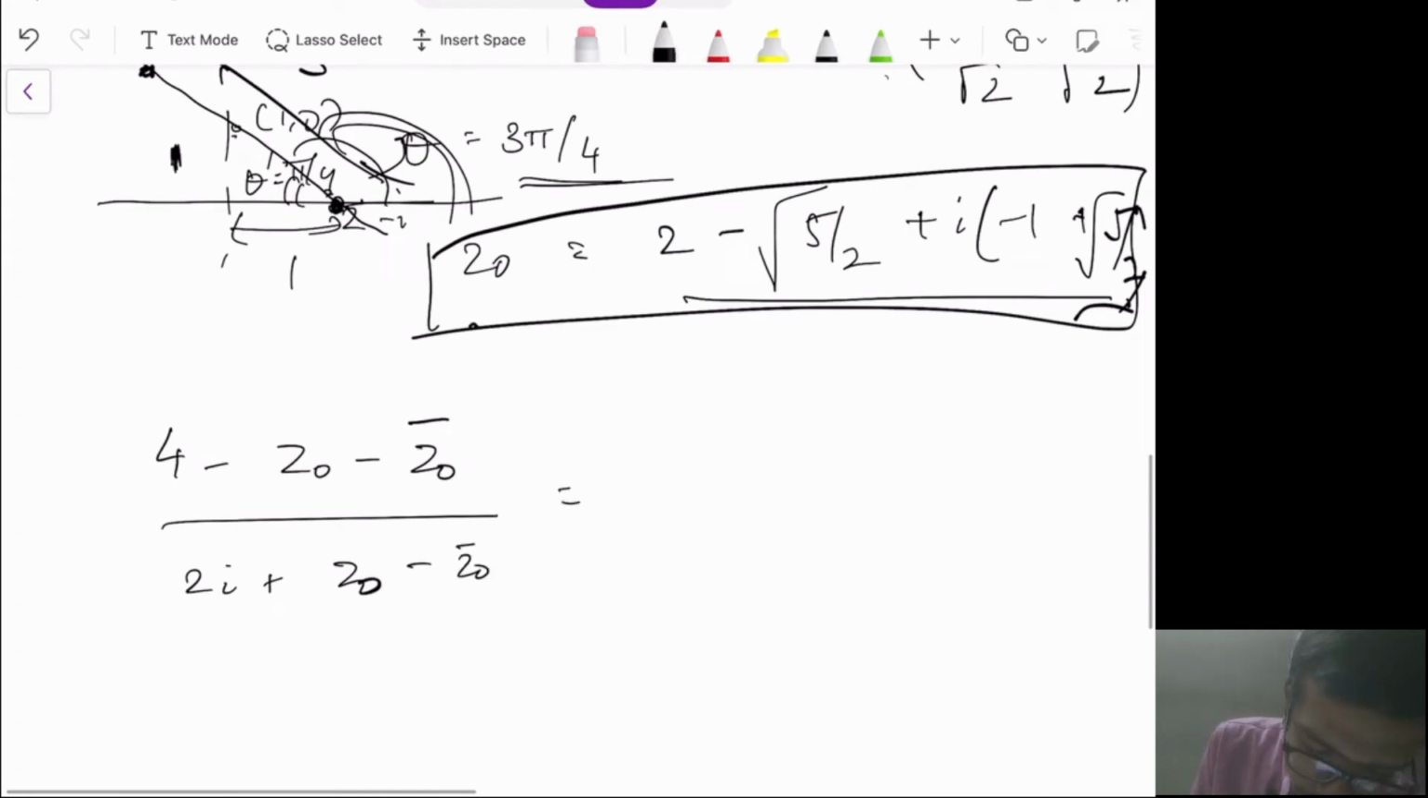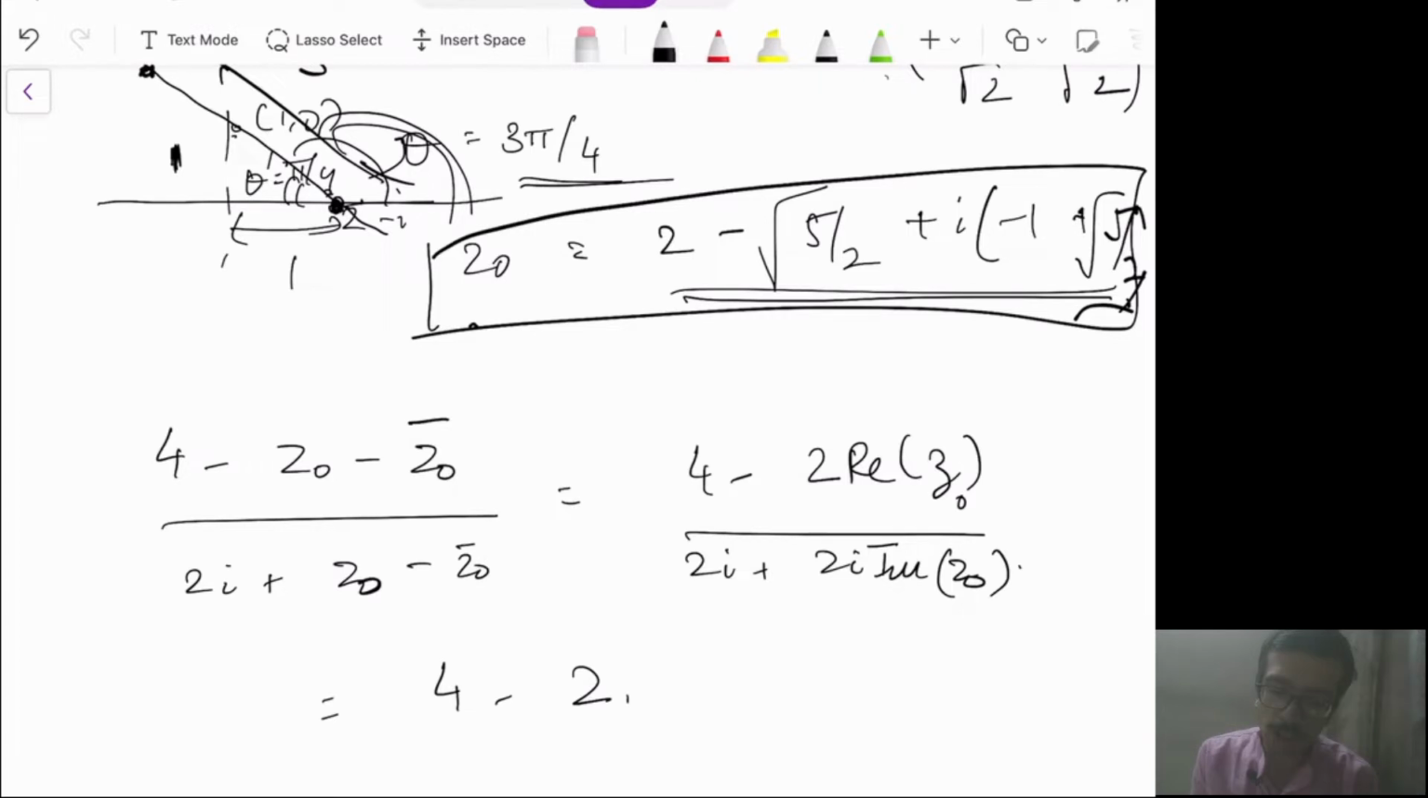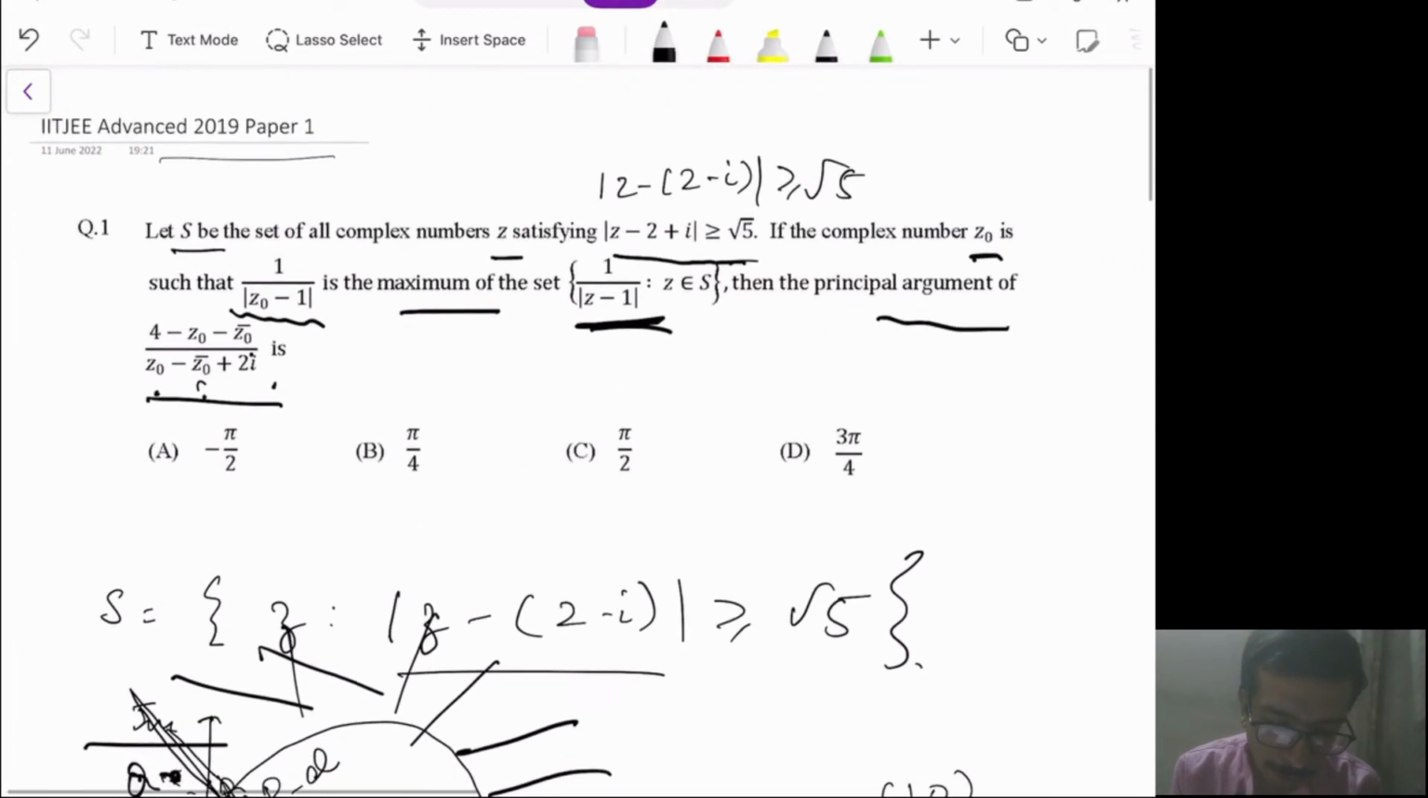Okay, so this is going to be 4 minus twice the real part of z over twice iota plus twice iota the imaginary part of z0, right? So here this is my z0, and actually I can just compute this value. So you can actually check that the numerator is purely real, and the denominator is purely imaginary. So we are going to have a phase of either plus pi by 2 or minus pi by 2, and both of these are options here.